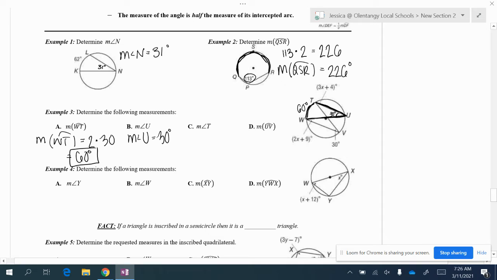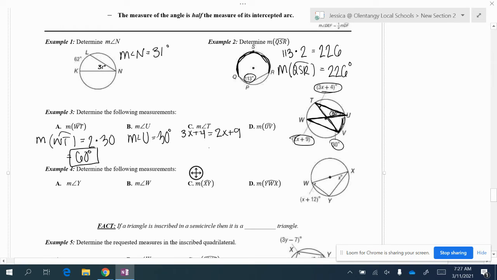All right, so the measure of angle T, this is the measure of angle T. I want to look, this is the inscribed angle for T. And so it's arc UV, but arc UV also has this inscribed angle, which means these two measurements are equal to each other. Just like we found this one's 30 and this one's 30, those are the same. So 3x plus 4 and 2x plus 9 are also equal to each other. So 3x plus 4 is equal to 2x plus 9.